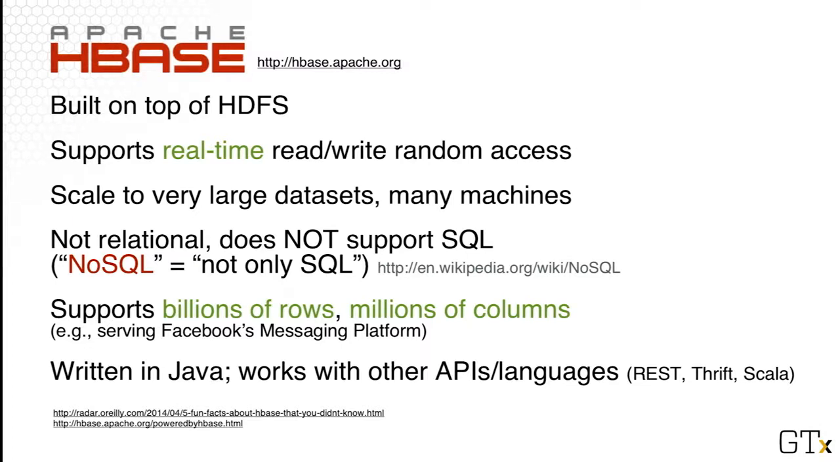HBase is not a relational database, and it does not support SQL as a query language. HBase is considered a so-called NoSQL database, meaning it does not use the conventional tabular storage model of relational databases. HBase gives up a number of features of relational databases, such as data consistency, to provide massive scalability. HBase is designed to support billions of rows and millions of columns. For example, it is a database that powers Facebook's messaging platform. HBase is written in Java. Now it supports APIs in many languages.